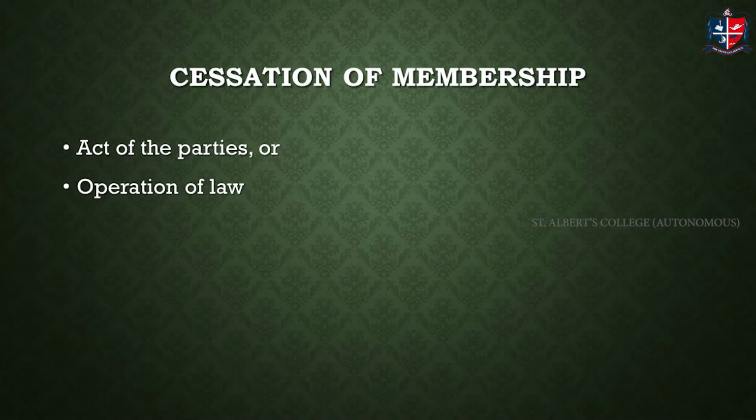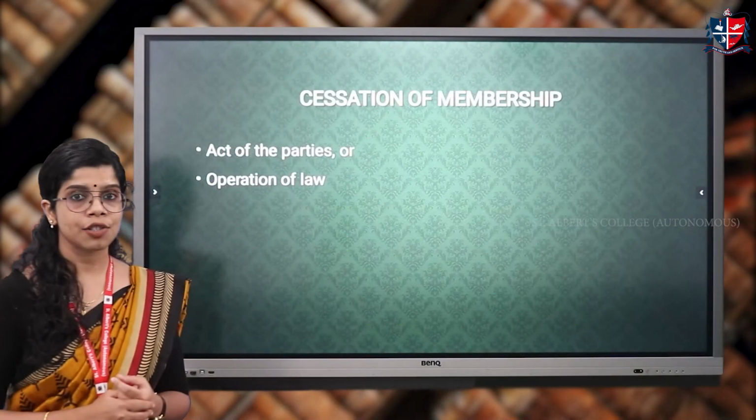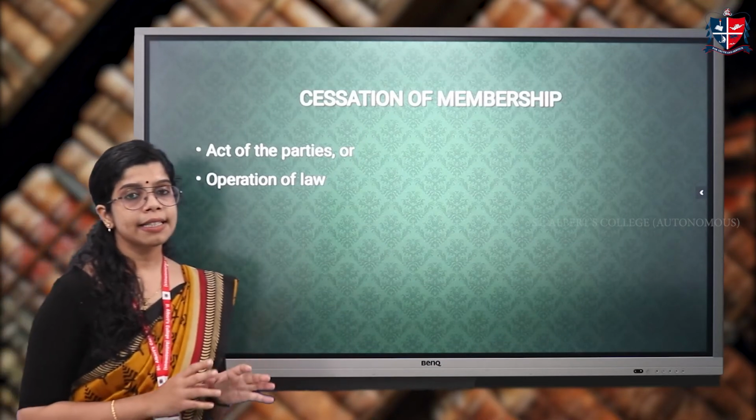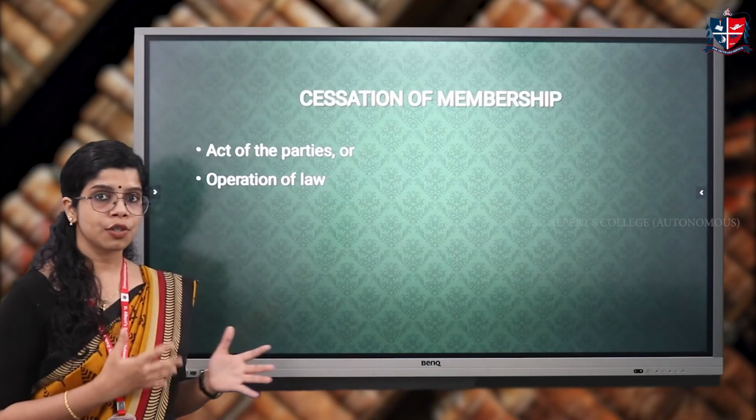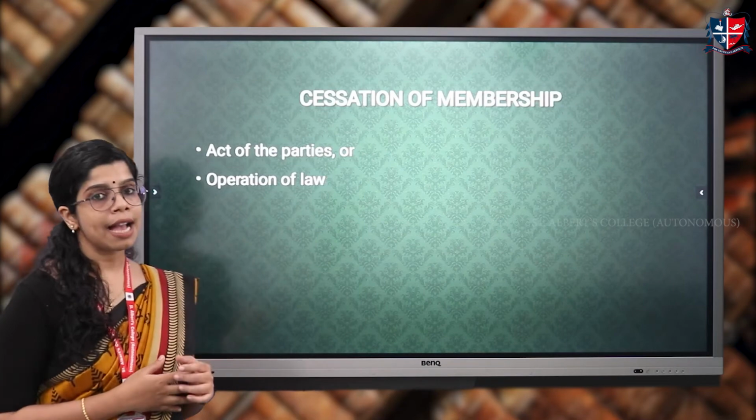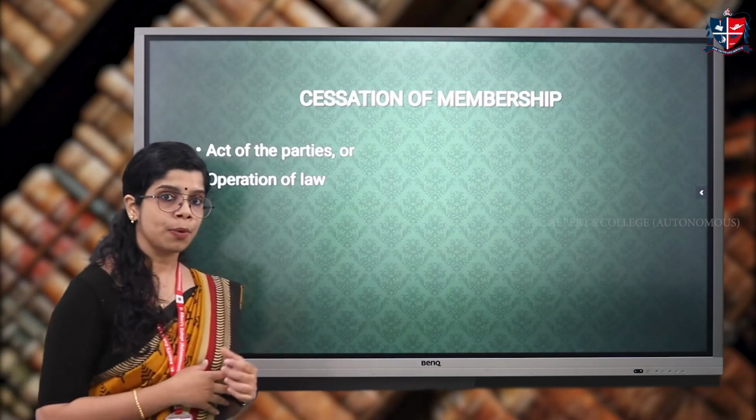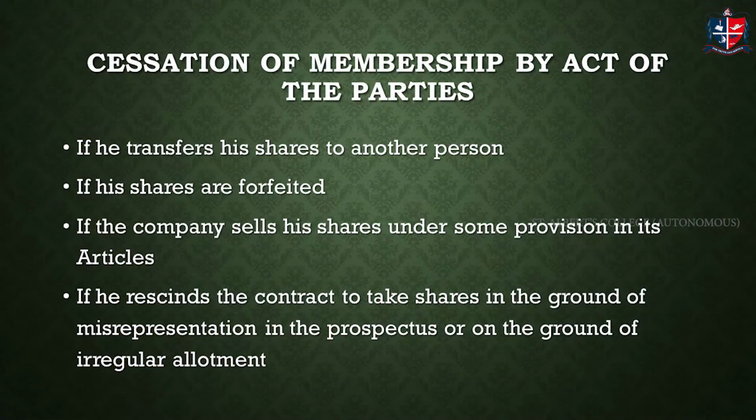Now, what are the different situations by which a member ceases to be a member of a company? That is what is meant by cessation of membership. Basically, there are two modes by which cessation of membership happens. Number one, act of the parties, and number two, by operation of law. So let us see what these points are.